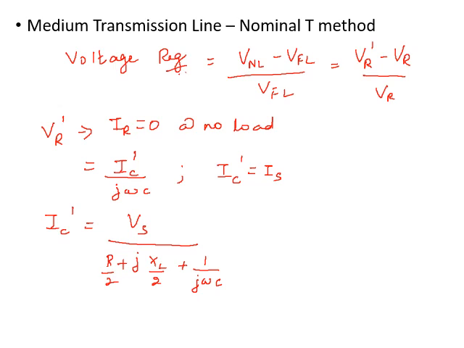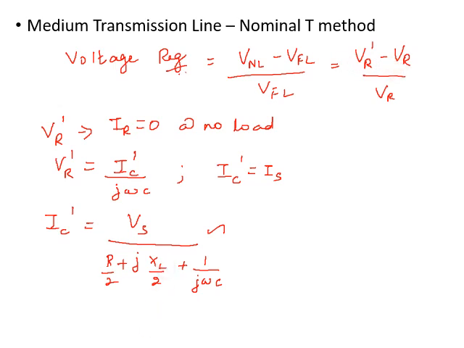So now we have IC dash, and in turn VR dash. If we substitute for IC dash in VR dash, we can get VR dash, and this VR dash can be substituted back into the voltage regulation. So we can find the voltage regulation.